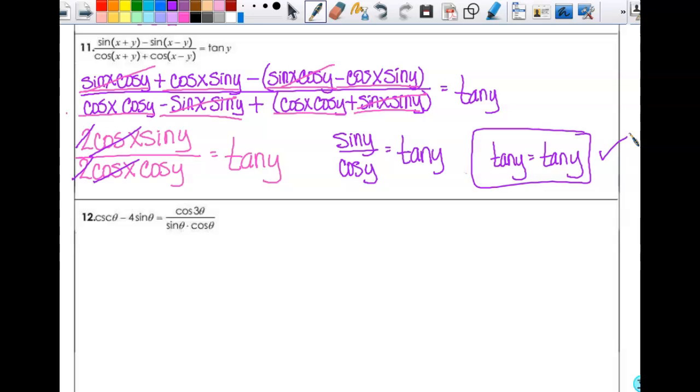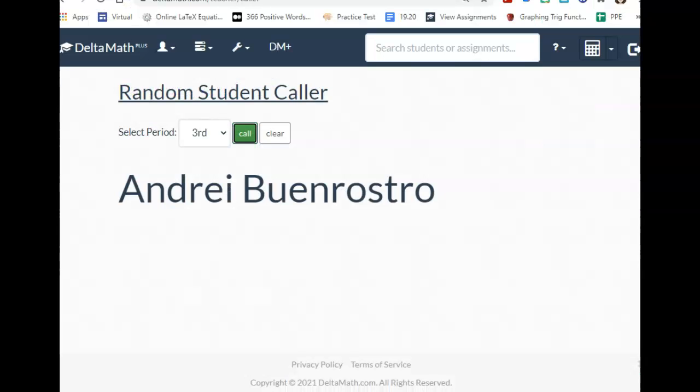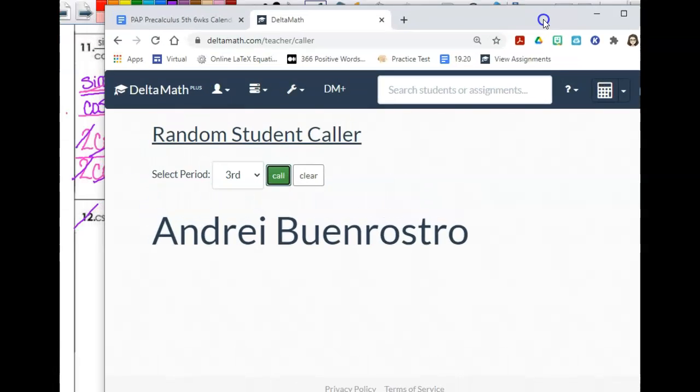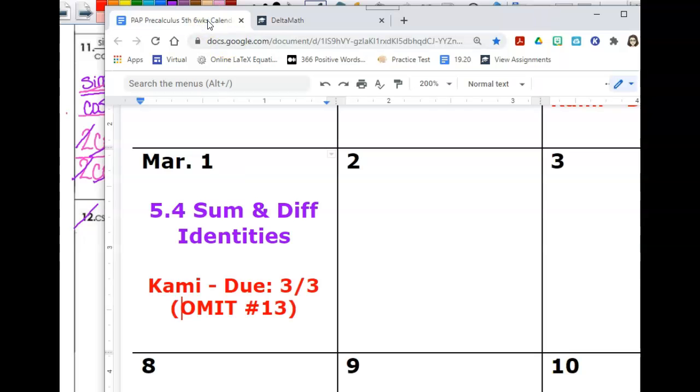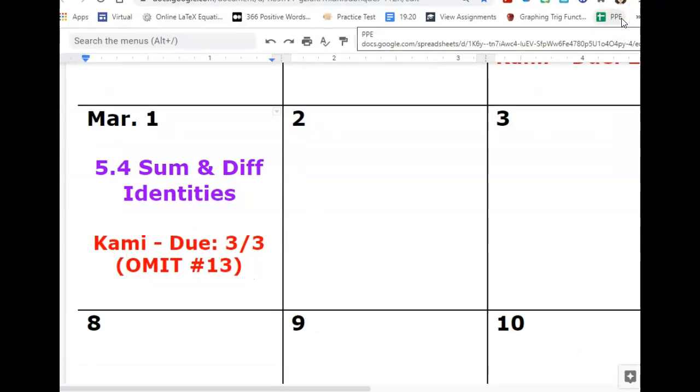All right. So we're not going to do number 12 because it uses double angles that we haven't looked at yet. And on your assignment, I don't know if I can get back to my calendar because all this stuff on my board's in my way. But you are omitting number 13 because it's like number 12. And we'll get to that stuff eventually, right? Any questions at all? Alrighty.